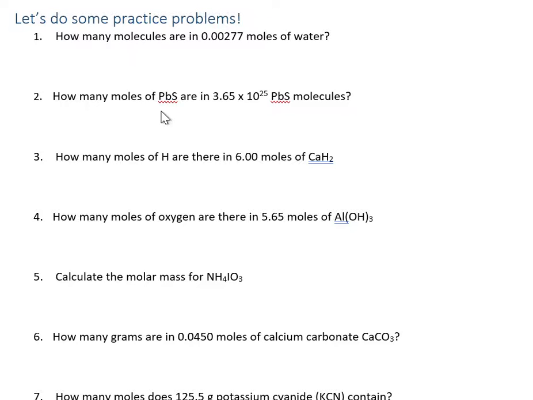Let's look at this next one. How many moles of lead sulfate are there in 3.65 times 10 to the 25 molecules of that? Oh, well, let's think through it. If I say that there are 6.02 times 10 to the 23 molecules in every mole, I can just say, okay, 3.65 times 10 to the 25, divide that by the number of molecules in 1 mole, and that'll tell me how many moles I have there. So I think you can follow the reasoning through there.